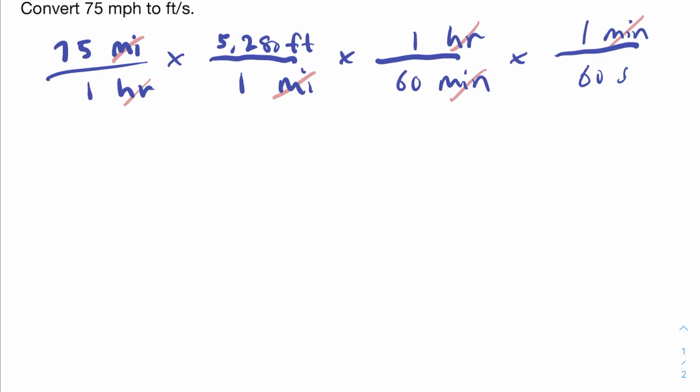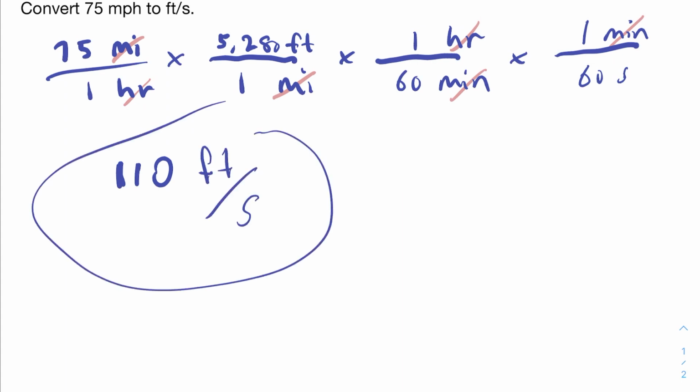So we can do 75 times 5,280 divided by 60, divided by 60 again. You put that all in a calculator, and as the final answer, you'll get 110 feet per second. And that's your final answer.